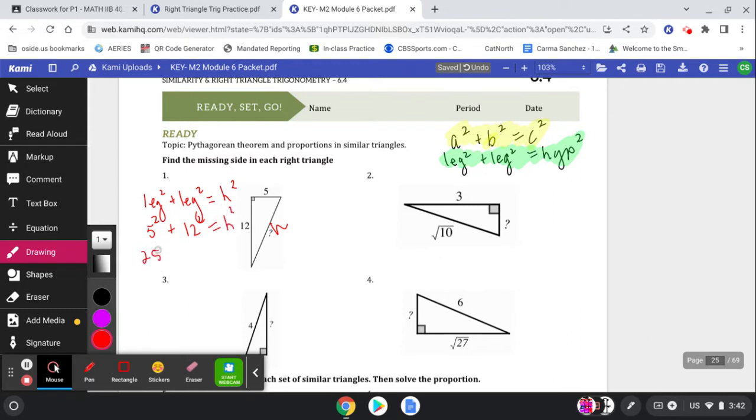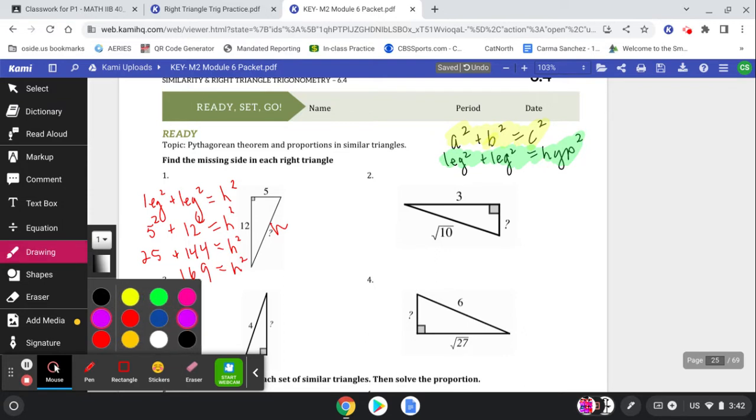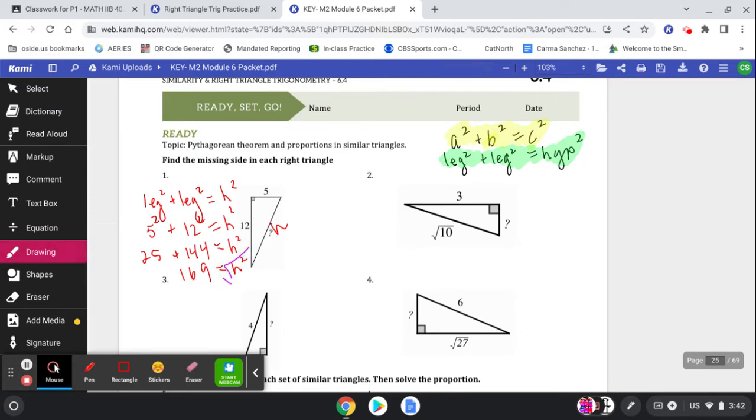5 squared is 25. 12 times 12 is 144. So we add that together and get 169. Grab your calculator or your phone calculator right now and do 169. Take the square root of both sides. And we get the hypotenuse is equal to an exact 13.